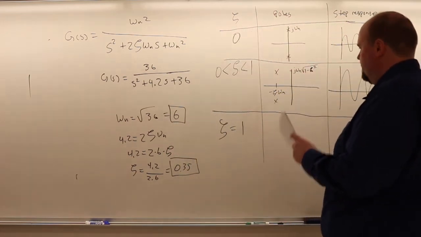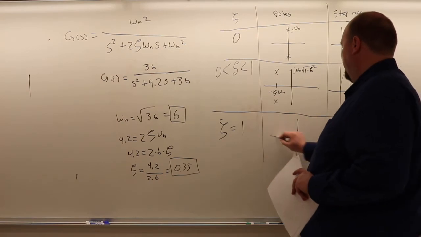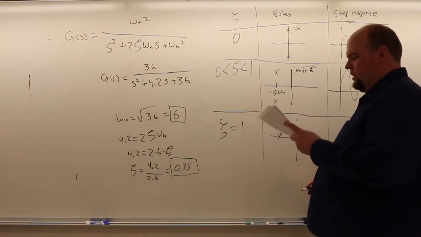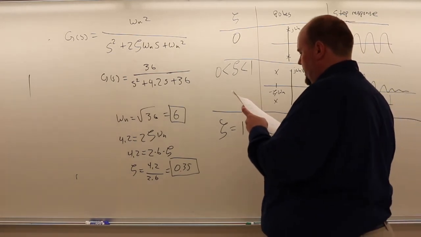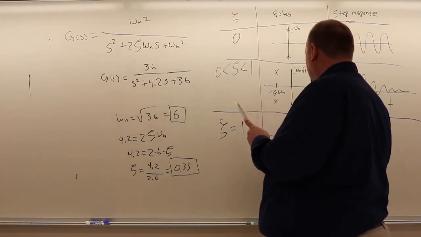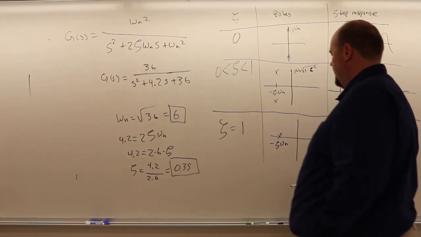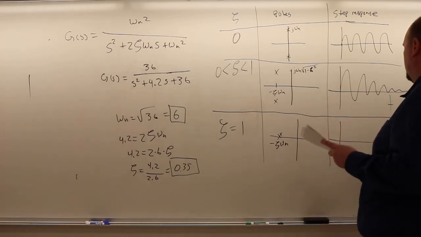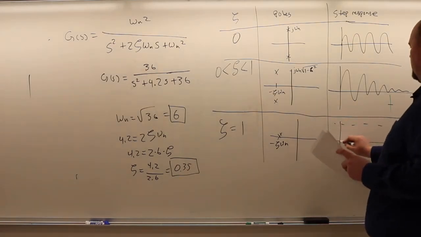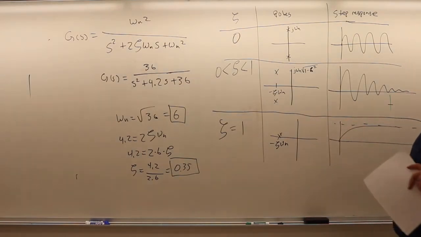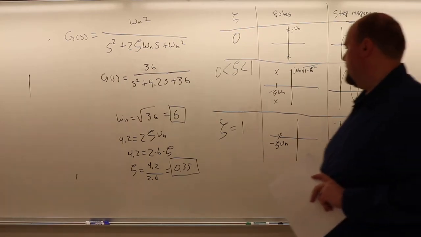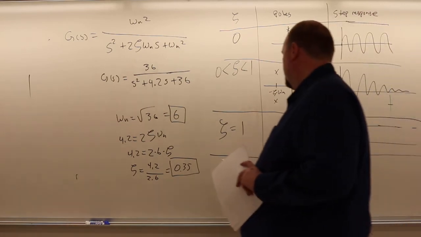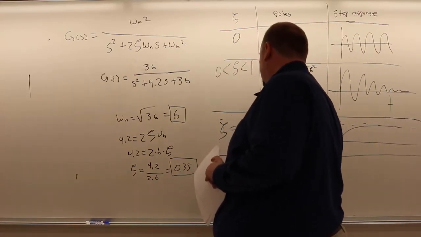Damping ratio equal to 1 is the case of repeated roots, and the location of those repeated roots is going to be negative the damping ratio times omega n. And this is the critically damped response. And what about for our damping ratio greater than 1?